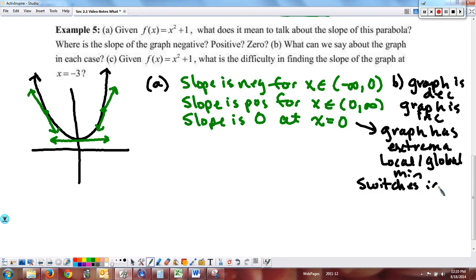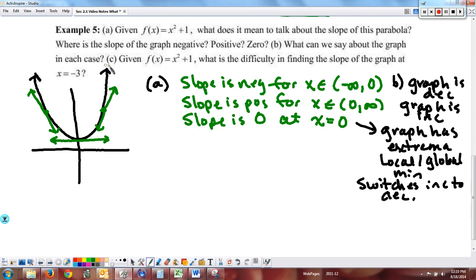That's going to be important a little bit later. If I can find the slope of this tangent line, then wherever the slope is 0 would be a candidate for a local or global extrema.